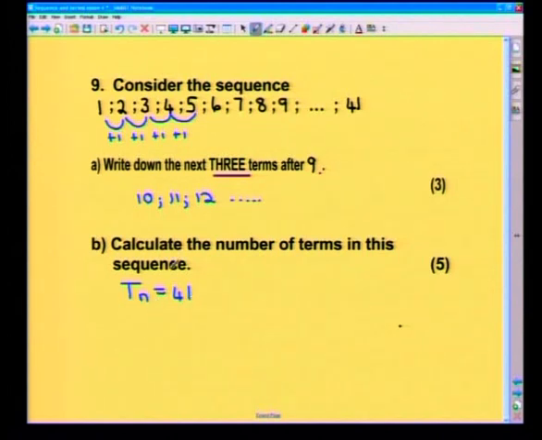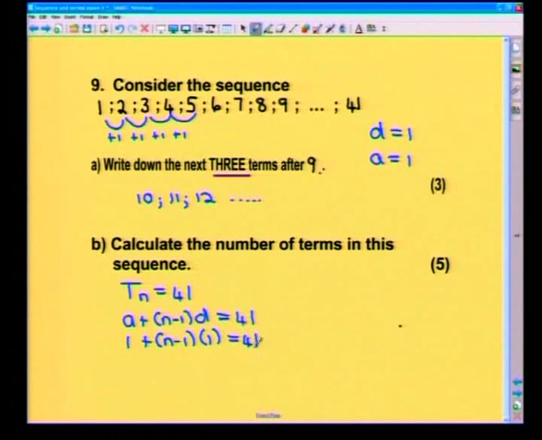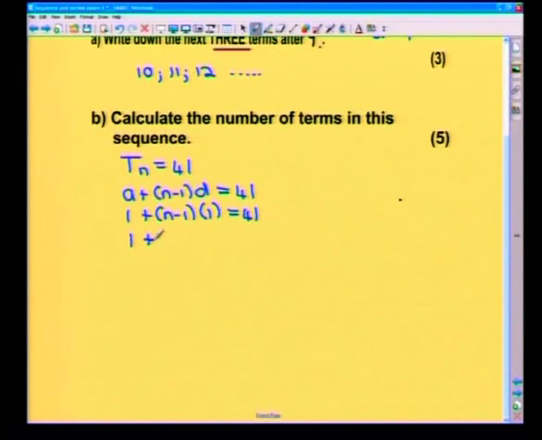Now, what does Tn look like? Well, what type of sequence is this? It's arithmetic. Every time we have a constant difference of 1. So the d is 1, our a is 1, and so the term would be a plus n minus 1 d equals 41. So 1 plus n minus 1 times 1 is 41. Right, let's tidy this up and get our answer. So 1 plus n minus 1 is equal to 41. 1 minus 1 falls away, so n is equal to 41. And so we can say there are 41 terms in the sequence. Now, of course, we knew that already.